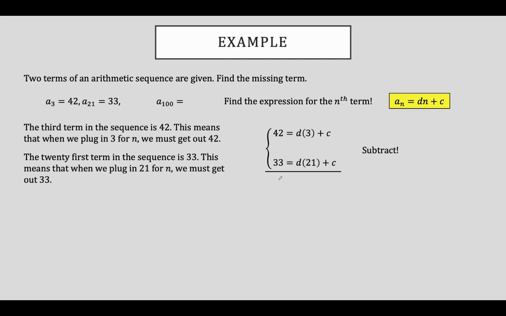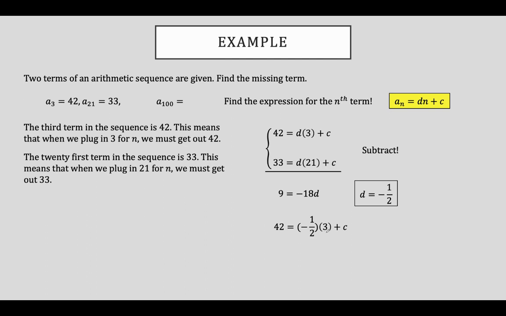42 minus 33, that leaves me with 9. 3d minus 21d gives me negative 18d. Notice the c's are going to subtract to 0. 9 is equal to negative 18d, which means that d is equal to negative 1/2. Now that we have d, we can back substitute into either one of these equations. I picked the first one. 42 is equal to negative 1/2 times 3 plus c.